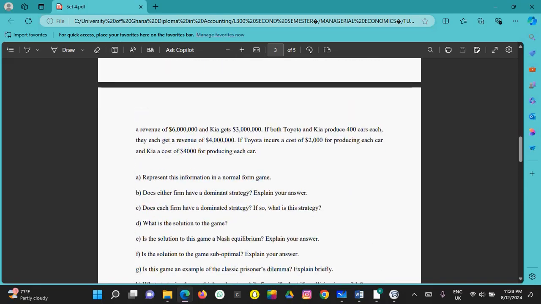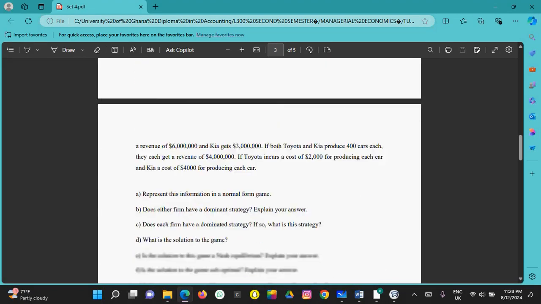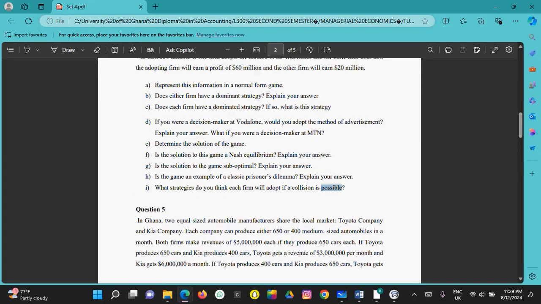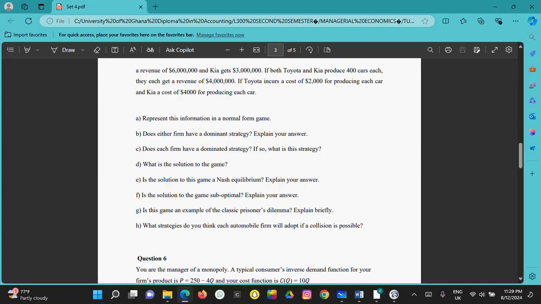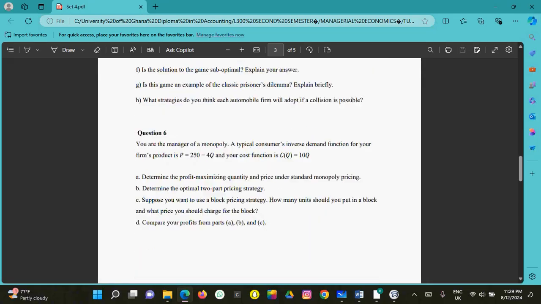Question 5, I won't touch it. It's the same thing. It's the same application. You can see A represents information. B, that either firm have the dominant strategy, the same thing is also here. Dominated, the same thing. Solution, the same thing. Is the game, the same thing? Is the solution the same thing? So you just have to apply it, please, so that you move on fast.